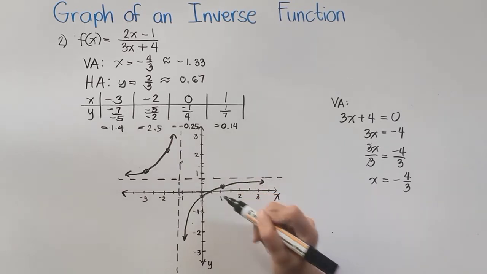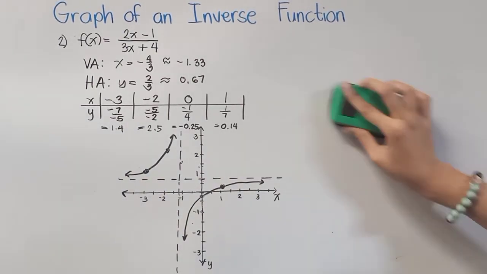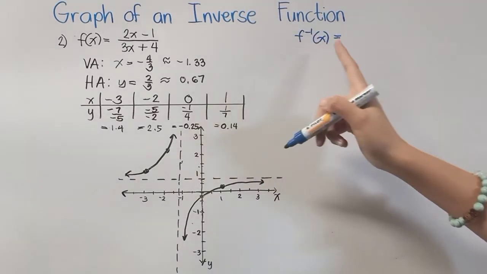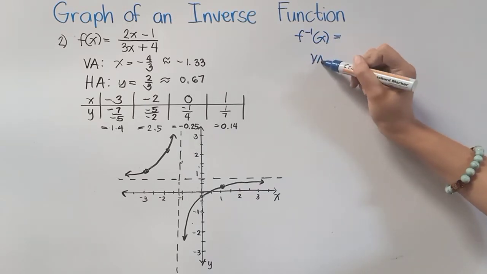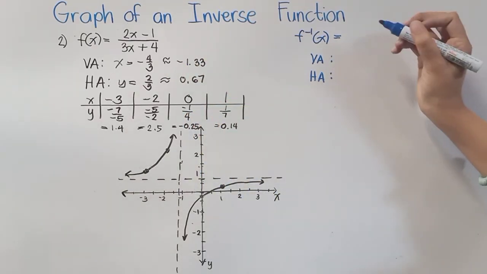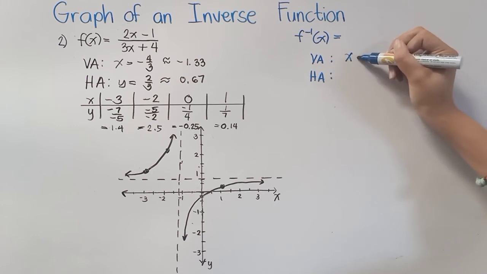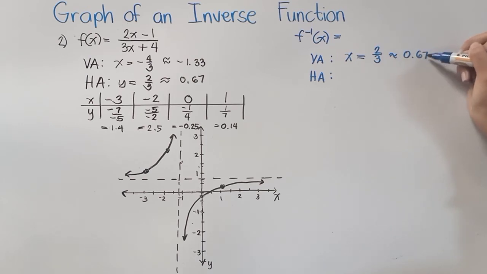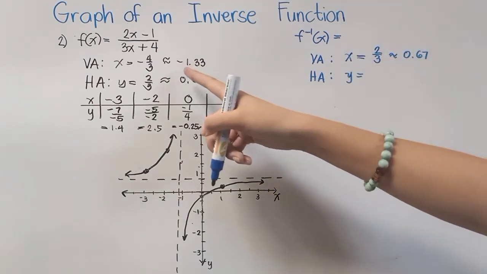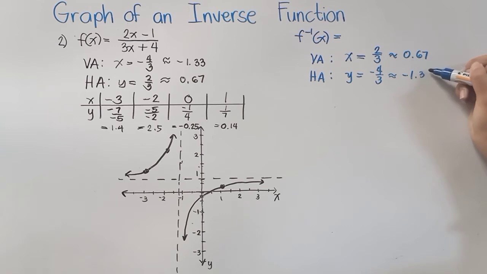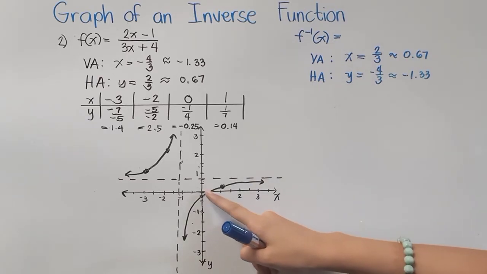So this is the graph of our function 2x minus 1 all over 3x plus 4. So how about the graph of its inverse? As usual, we will first get our vertical and horizontal asymptotes. Since this is an inverse function, we will simply interchange our asymptotes. Therefore, our vertical asymptote here is now 2/3 or approximately 0.67, while our horizontal asymptote is now negative 4/3, or again approximately negative 1.33. So we'll still use the same Cartesian plane so that we can see the reflection.